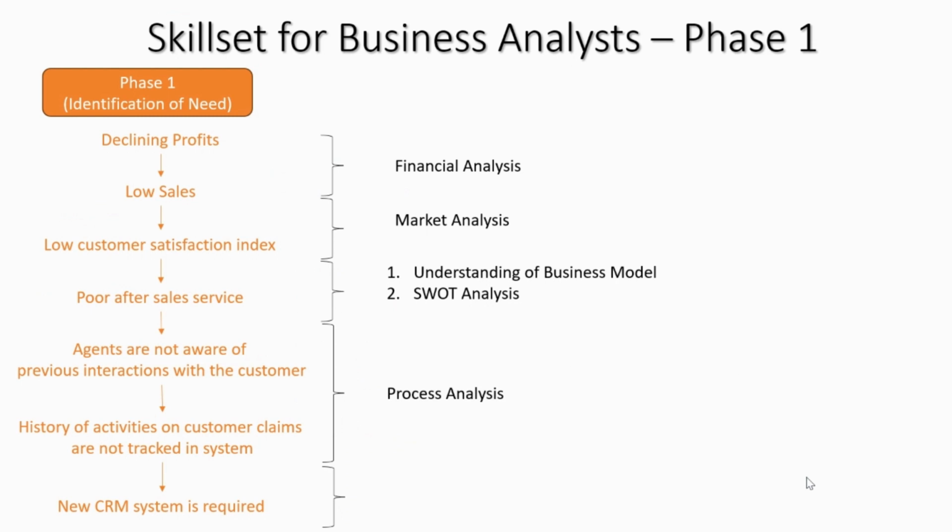And further, the business analyst may need to do process analysis in order to identify that the reason for poor after sales service is because the agents are not aware of the previous interactions made with the customer, and in turn, the reason for this is because the history of activities on customer claims are not tracked in the system. Moving further, when finally the recommendation for a new CRM system is made, a BA may need to be aware of the different vendors which offer CRM systems so that an assessment of the different vendors can be made.